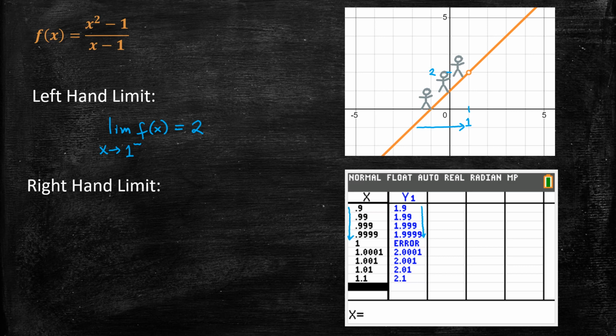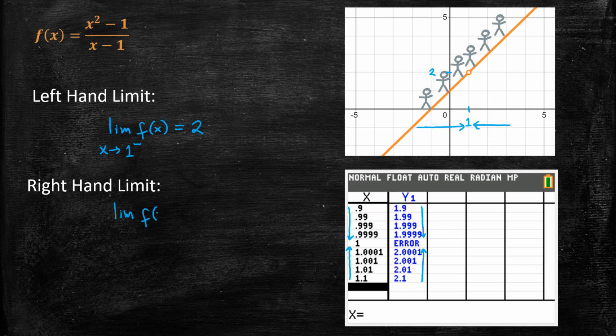Same idea. Let's hop on the curve to the right of x equals 1 and imagine now what happens as our x coordinate approaches 1 from the right. We're moving down the curve and we are basically meeting ourselves at y equals 2 again. You see that here in the table: as x approaches 1 from above, aka from the right, y seems to be approaching 2.